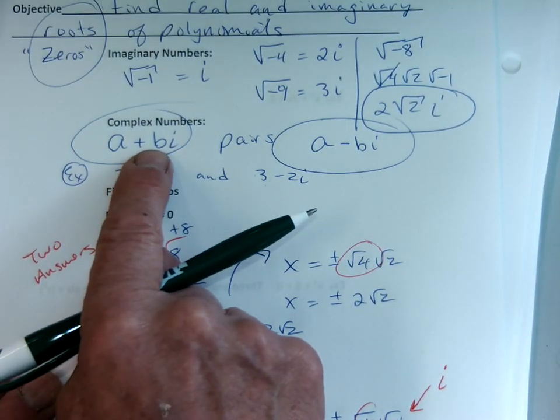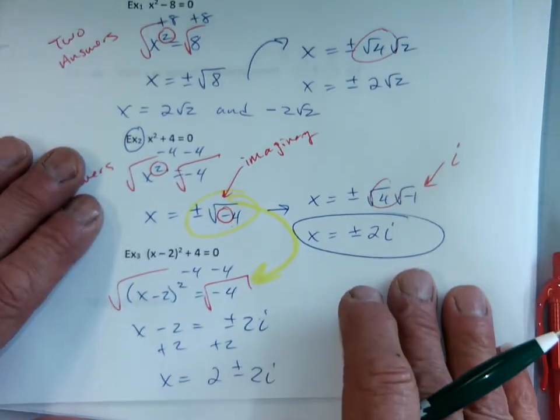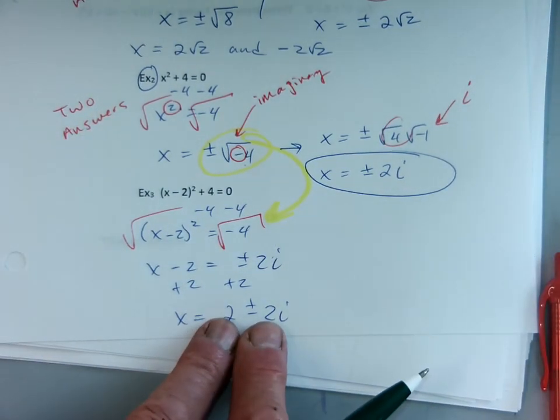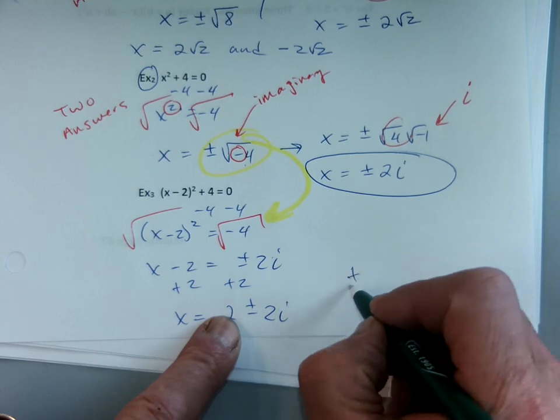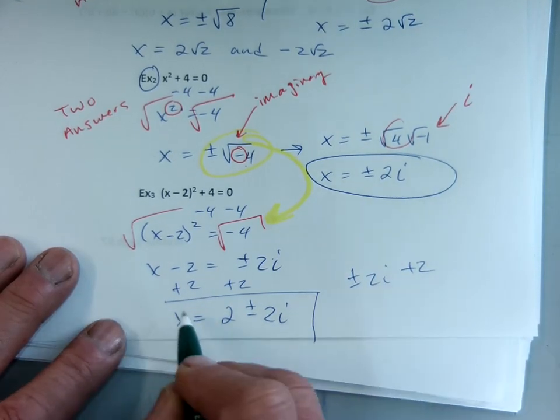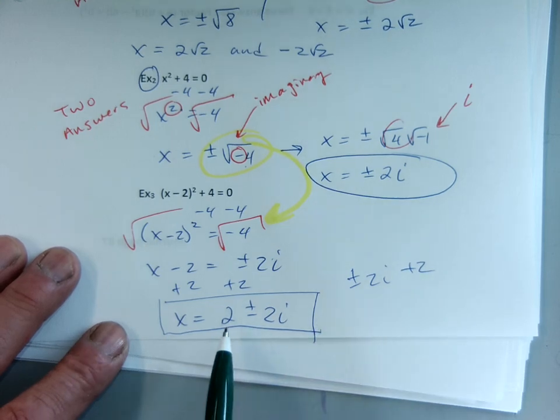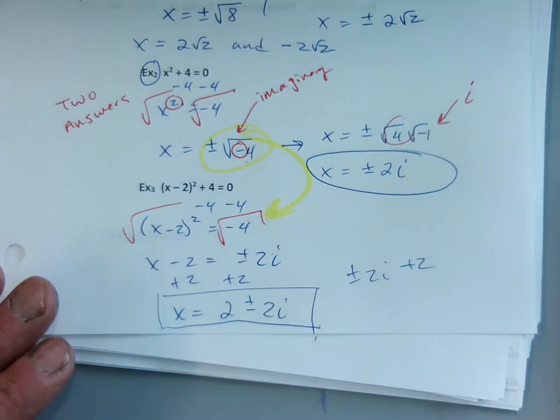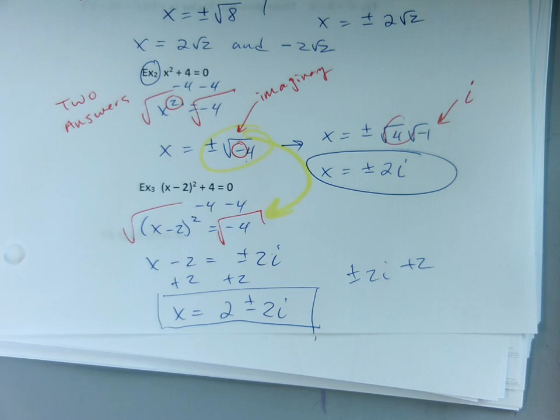I would never mark it wrong, Giselle, on any test if you had it like this. Same answer. This, however, is the way it should be written. Always the real number first, plus or minus the imaginary. Okay? Nice job, Giselle. You okay with that?